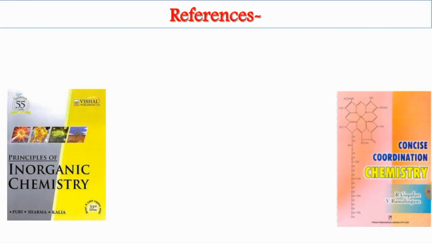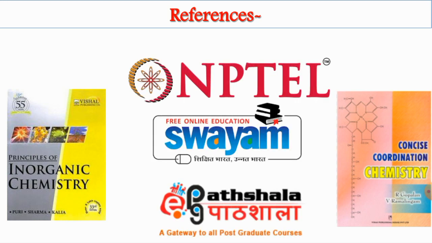And lastly the references. These are two quality books, and many other books are there. One is Principles of Inorganic Chemistry by Puri, Sharma and Kalia, and for coordination chemistry, Concise Coordination Chemistry by R. Gopalan and V. Ramalingam. And these are the freely available online resources: NPTEL, Swayam, EPG Pathshala. These are very useful for UG as well as PG.